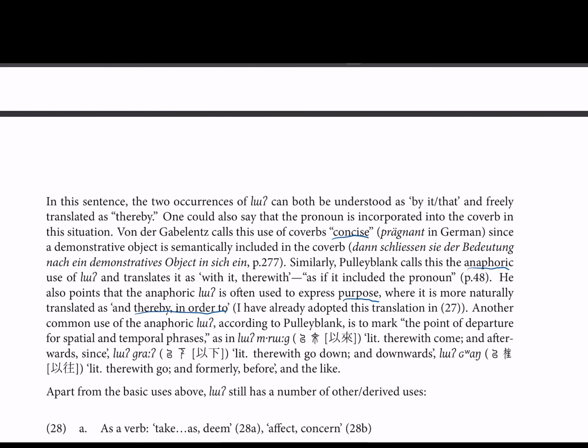Apart from that, there's another common usage of the anaphoric le, which is to mark the point of departure for spatial or temporal phrases. So for instance, in the phrase, le mrug, le marks a point of departure, and the verb mrug means to come. So literally this phrase means therewith come, or come in from that point on, which more naturally can be translated as afterwards or since.